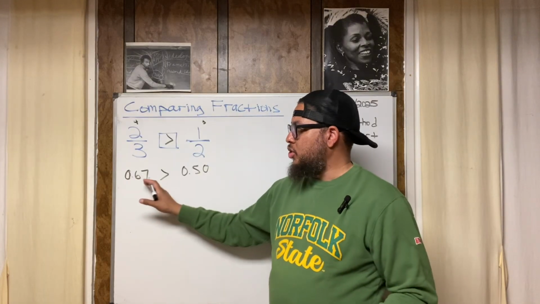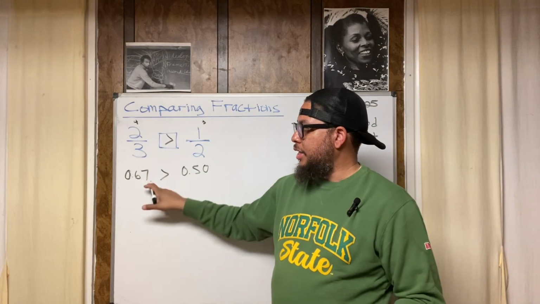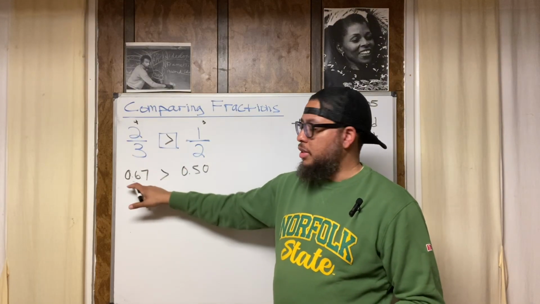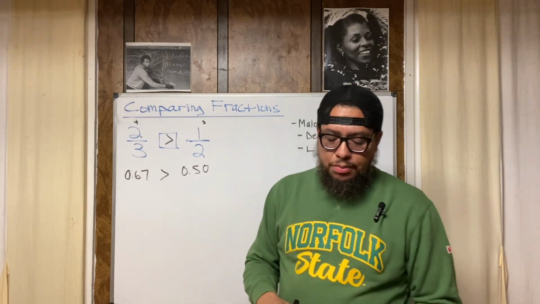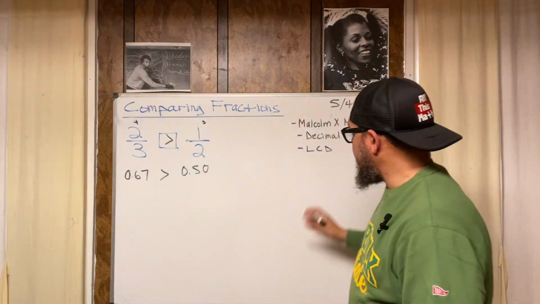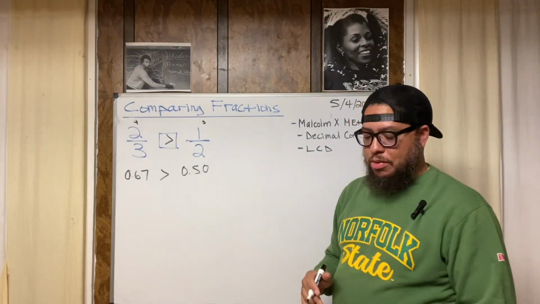So you should memorize certain fraction and decimal equivalents. 2/3 is equivalent to 0.67. 1/2 is equivalent to 0.5. All right. Now, last but not least, LCD. Find the LCD. That's the fun part, right?